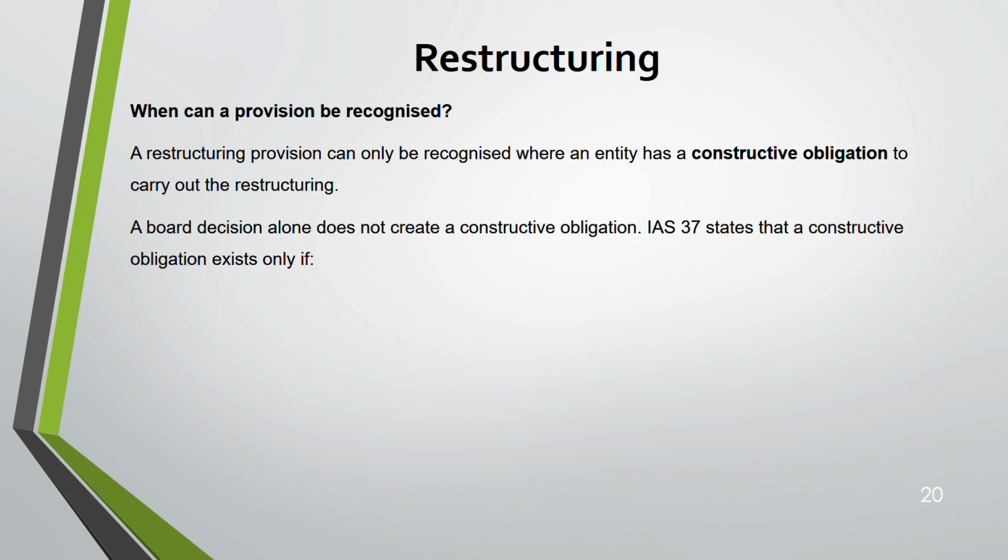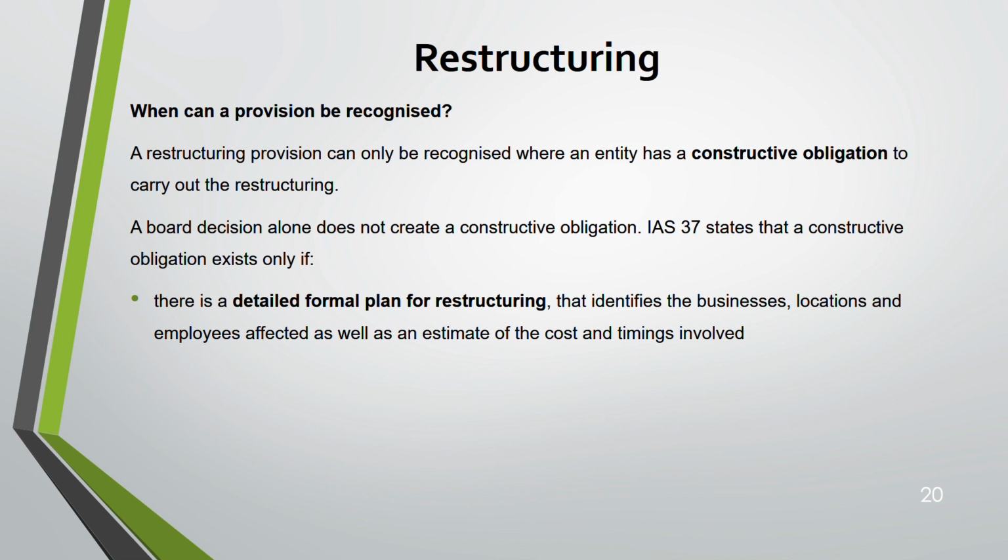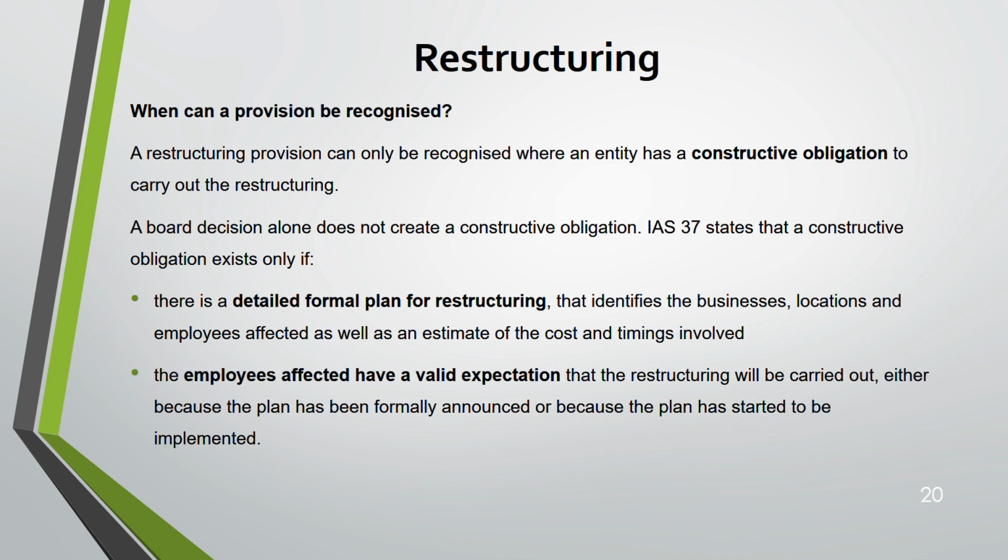Constructive obligation exists only if these conditions are there. Two conditions need to be satisfied. One, you need to have a detailed formal plan that restructuring is going to take place. For example, in that plan, you need to know what is the business, where is the location, which are the employees that are going to get affected, the timing as well as the cost. And employees that are affected need to be informed of this plan. Okay, that means you need to announce.